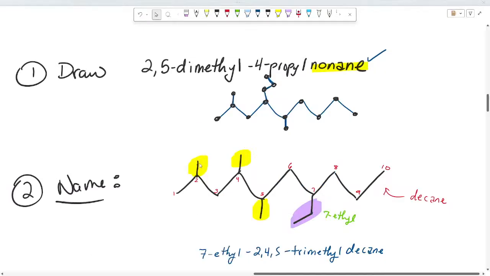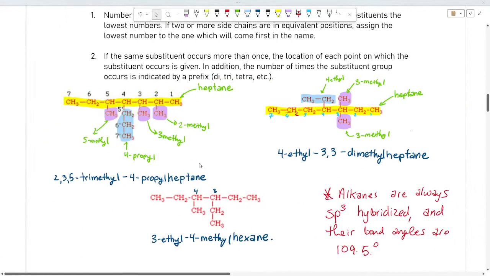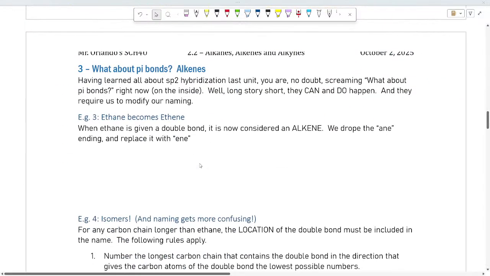Okay, questions about that before we move on? Because now we're going to say, okay, that's with nothing interesting going on. Just pure sp3, pure sigma bonds, carbon. But there's nothing stopping carbon from bonding to carbon. In other words, there's nothing stopping us from forming a double bond, right?